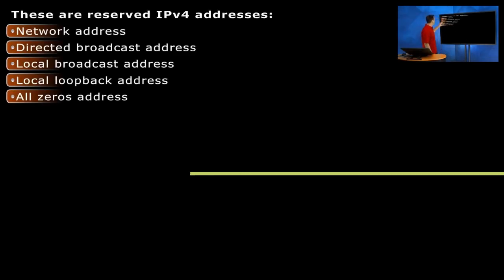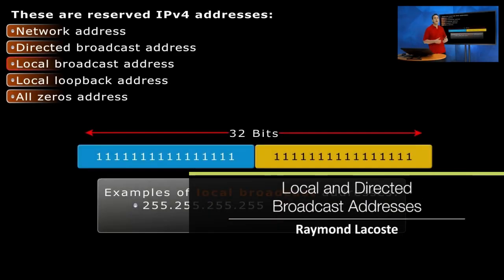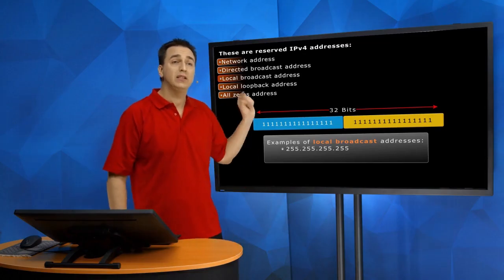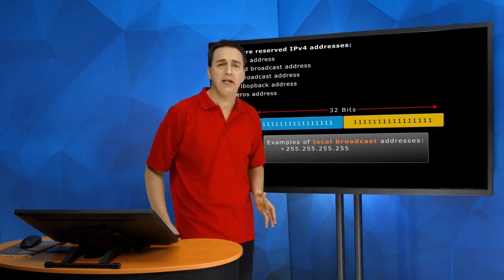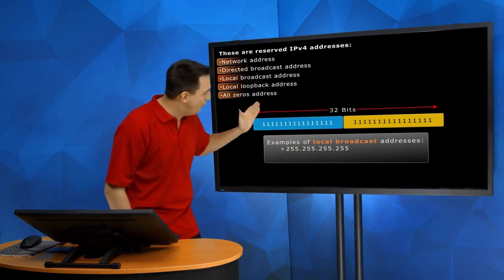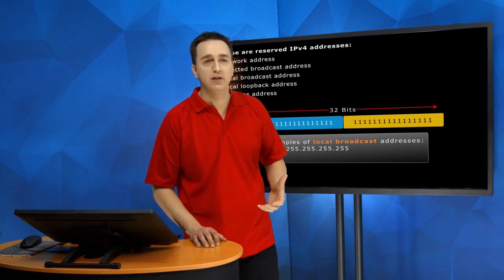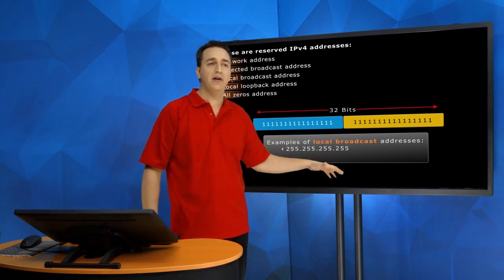So let's look at the next one we have here, the local broadcast address. There's another address that we can't assign to end stations. Why is that? Because the local broadcast address is all 255s. Look at that, 255, 255, 255, 255, meaning that every single bit, all 32 bits are set to 1. So 32 bits set to 1 equaling 255, 255, 255, 255.